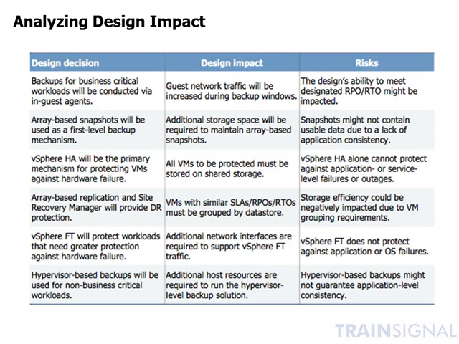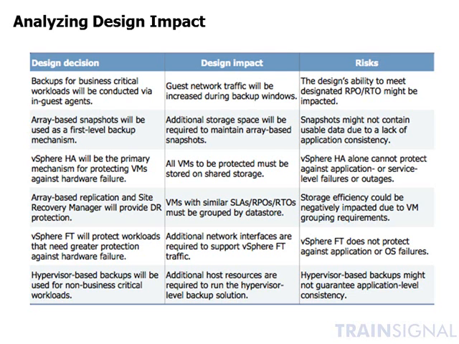So if we look at a couple examples here, for example, let's look at the third one down. It says vSphere HA will be the primary mechanism for protecting VMs against hardware failure. That's a very common design decision. Nothing wrong with that design decision, but what is the impact of that design decision? One potential impact is that all VMs that are going to be protected by vSphere HA must be stored on shared storage. Okay, that's fine. That helps us understand that we can't use local storage, for example, if we're going to use vSphere HA, which may have a variety of ripple effects or ripple impacts because we have to use shared storage.